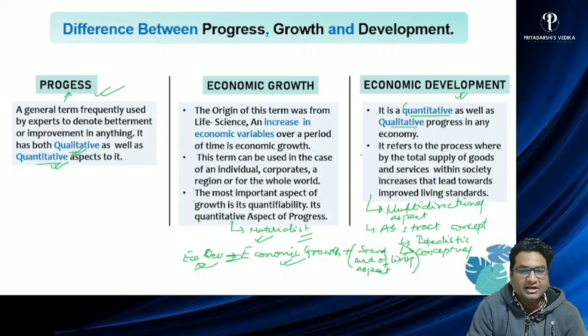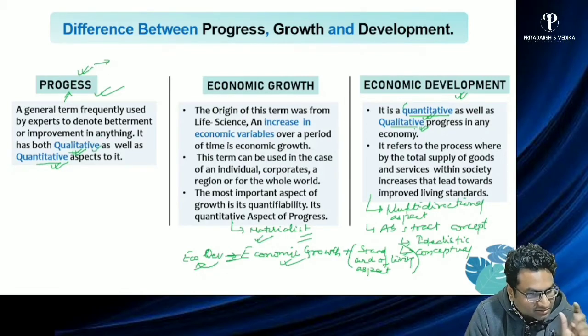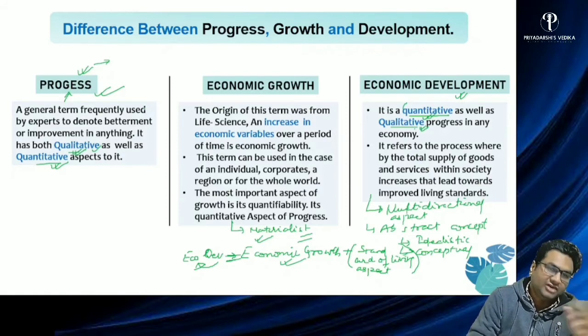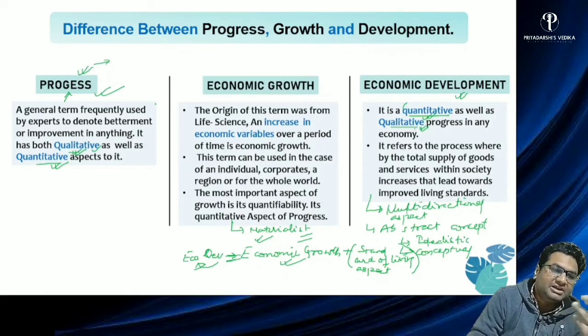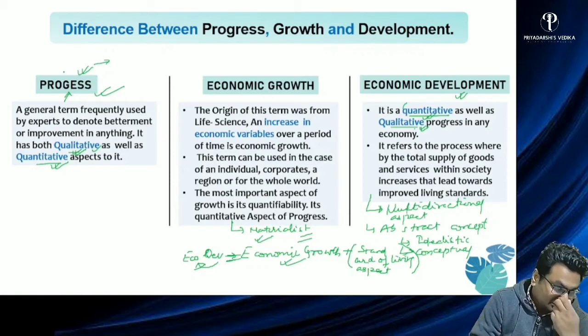But here, you specifically mention that it contains both. Whatever you are using this word progress, it might contain only the qualitative aspect of that statement. Take an example. If you saw a boy 4 or 5 years ago, he was 4 feet tall, and after 4 or 5 years, you see he has become around 5 feet tall. So you say this guy has done good physical growth, good physical progress.